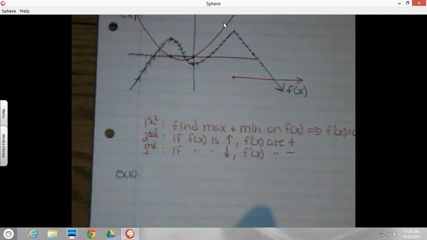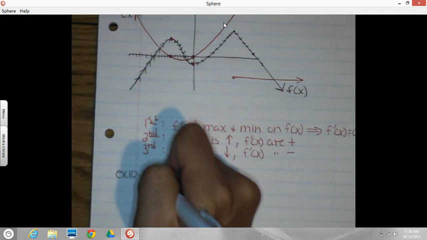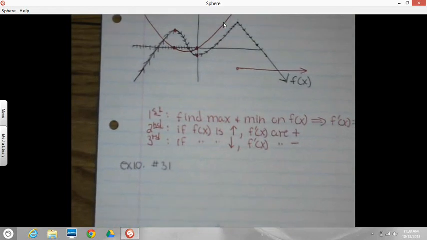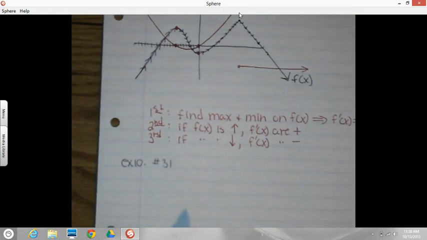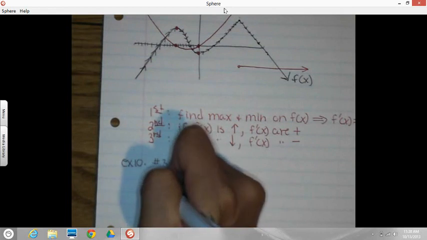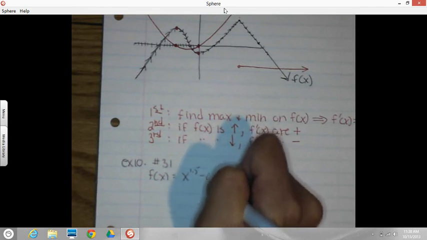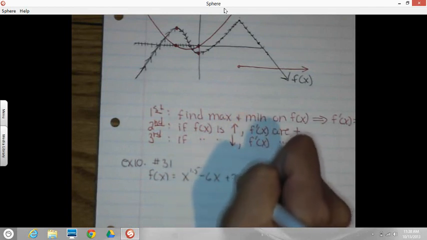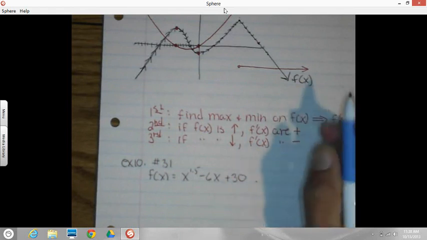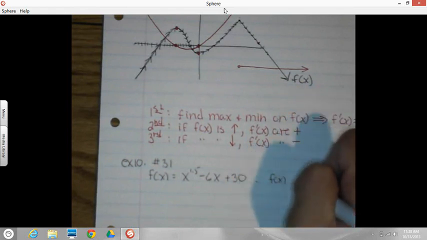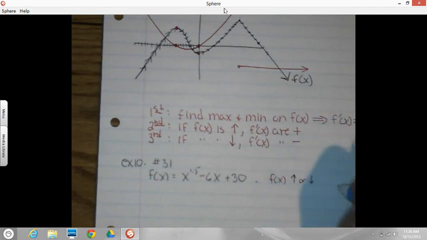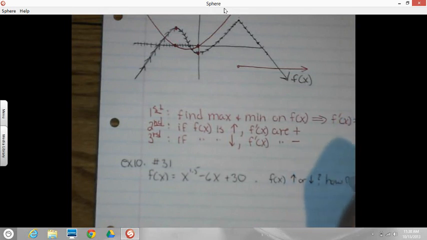Let's look at number 31. So you won't have to do 31 in your homework. We've got f of x equals x to the 1.5 minus 6x plus 30. And we want to know two things. Is f of x increasing or decreasing? And how fast at x equals 9.